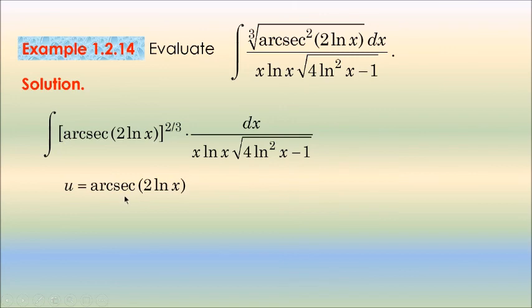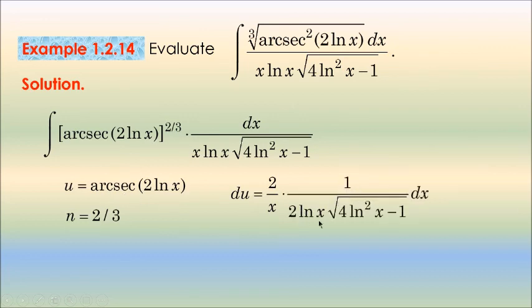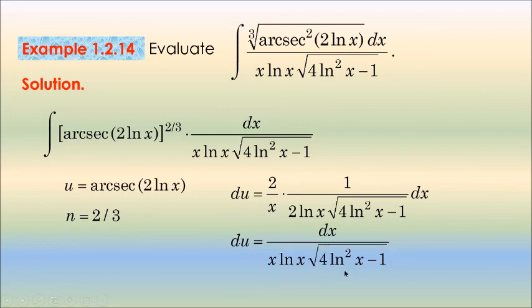So let u be equal to arc secant of 2 ln x, n is 2/3. Its du is derivative of 2 ln x, 2 over x. For arc secant, we have 1 over 2 ln x square root of 2 ln x squared, that is 4 ln squared x minus 1 times dx. Simplifying, we get du equals dx over x ln x square root of 4 ln squared x minus 1, which is exactly this differential.